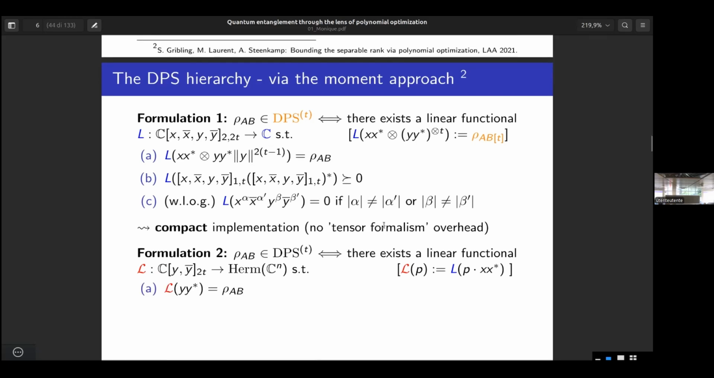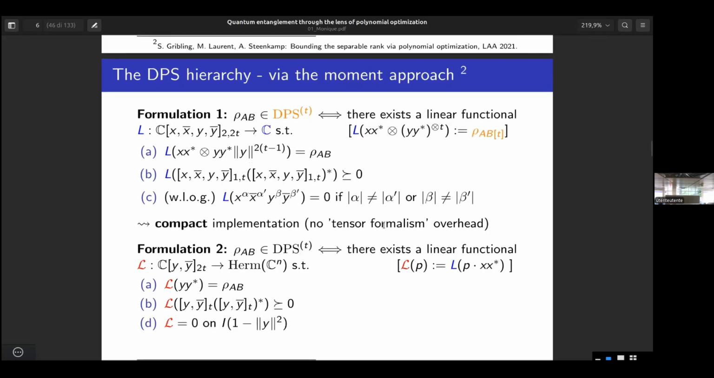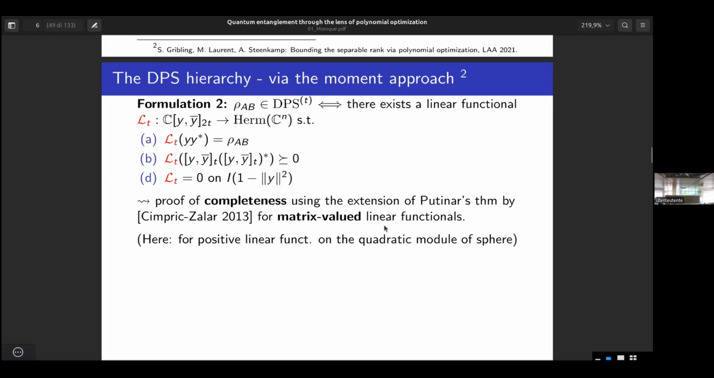Now we recover our original state. This is a positivity condition again, and we ask that our L is 0 on the ideal of the sphere. And now we get the proof of completeness by using the analog of Putinar's theorem for linear functionals taking values in matrices instead of scalars. This is a generalization which has been proven by Cimprič and Zalar.